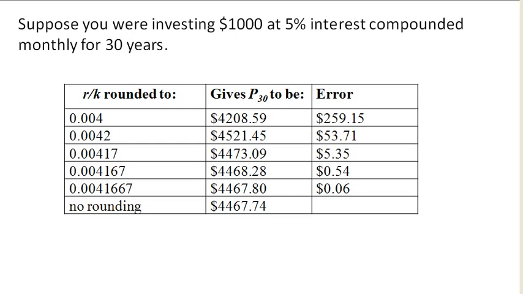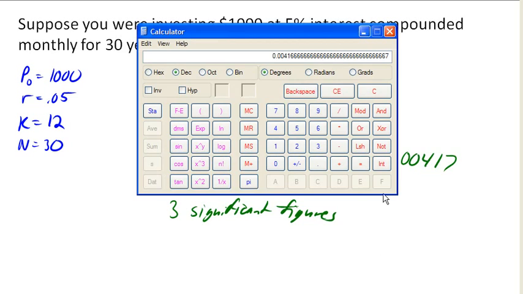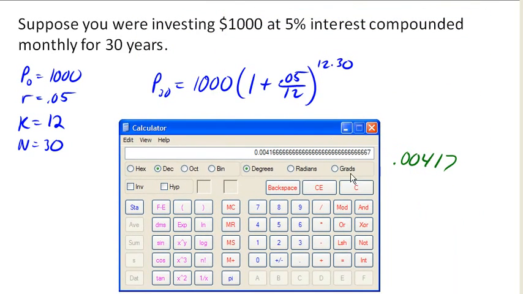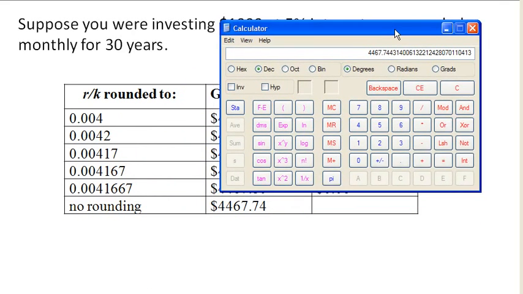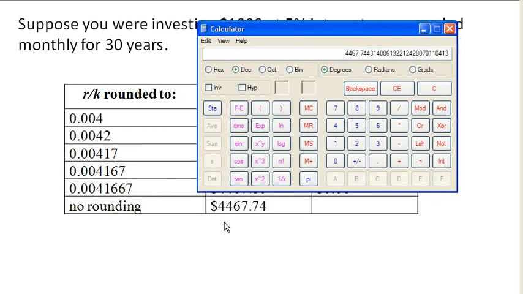Now, happily, we don't really have to round at all here, because what I could do is, after dividing 0.05 by 12 and getting that ugly decimal, go ahead and add 1 to that, and now raise it to the power of, let's see here, 12 times 30 is 360, so I'm sort of pre-multiplying that, and now multiply that by 1,000, and I've come up with a very exact answer, right? This was the answer that we saw here for the unrounded value, a very exact answer, no error at all, by using our calculator in a way that allowed us to avoid having to round values.